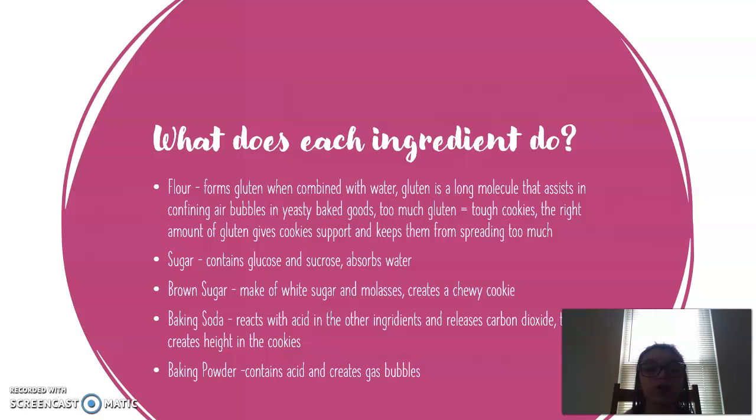Sugar contains glucose and sucrose. Sugar absorbs water. Brown sugar is made of white sugar and molasses. Brown sugar creates a chewy cookie. Baking soda reacts with acid and the other ingredients and releases carbon dioxide. This creates height in the cookies. Baking powder contains acid and creates gas bubbles.